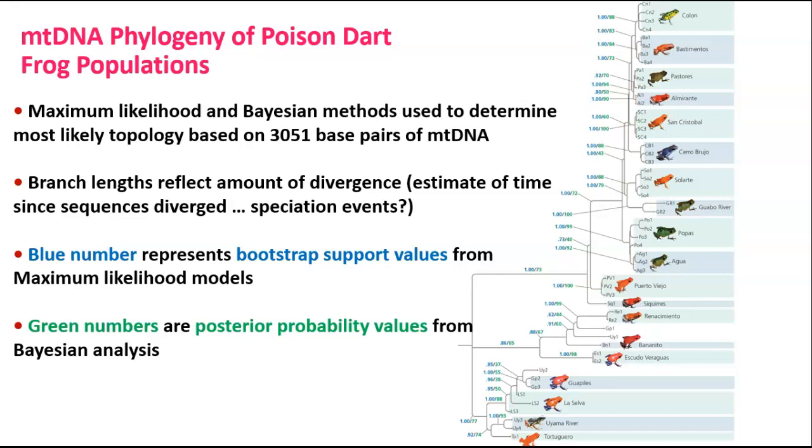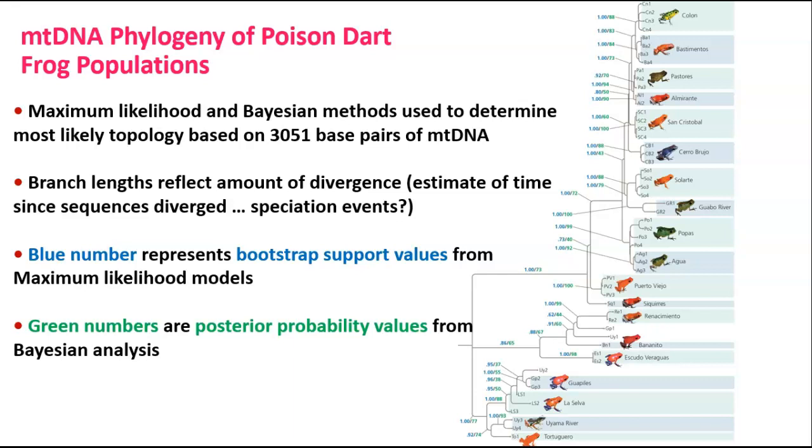These are not speciation events. These again are just comparisons of populations and how genetically different these populations have become, really how genetically different these mitochondrial lineages have become.